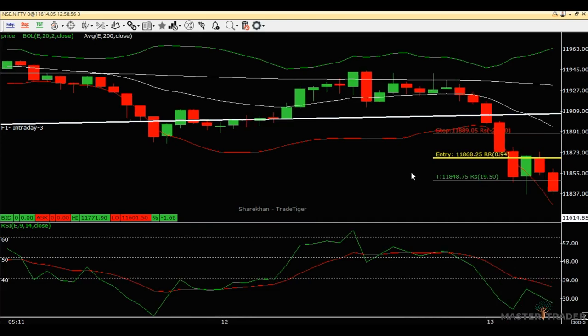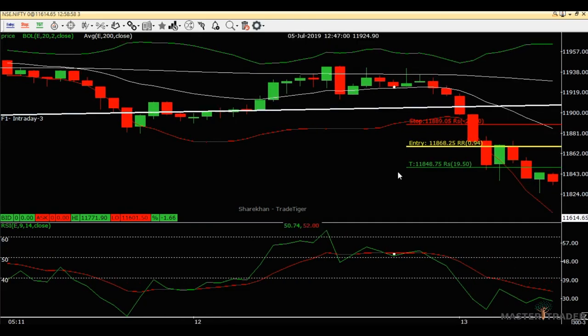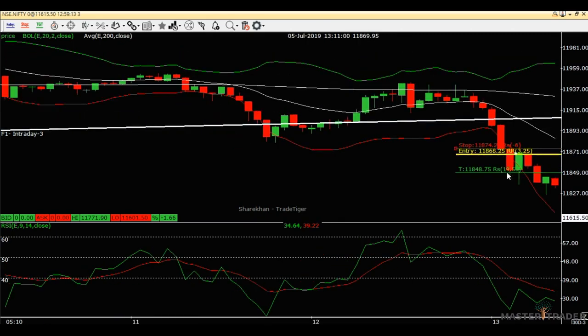Now, suppose I'm trailing, right? Suppose I've booked half of my position here and I'm trailing. So now I will move my stop loss as per the swing highs. So we get a swing high here. I will move my stop loss here, right? If I'm trailing my position.